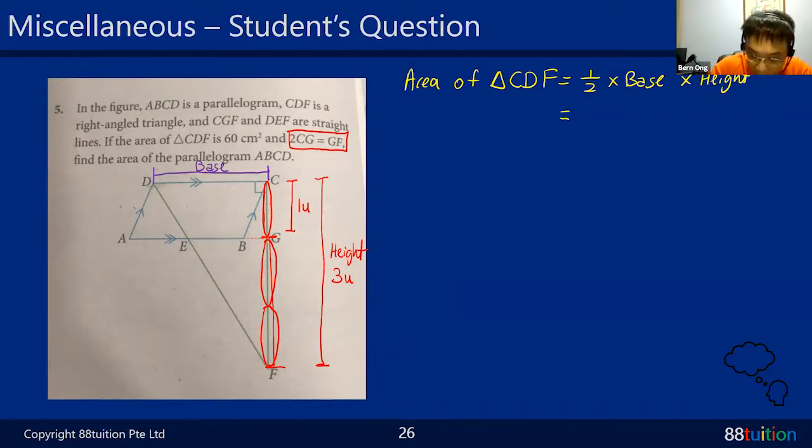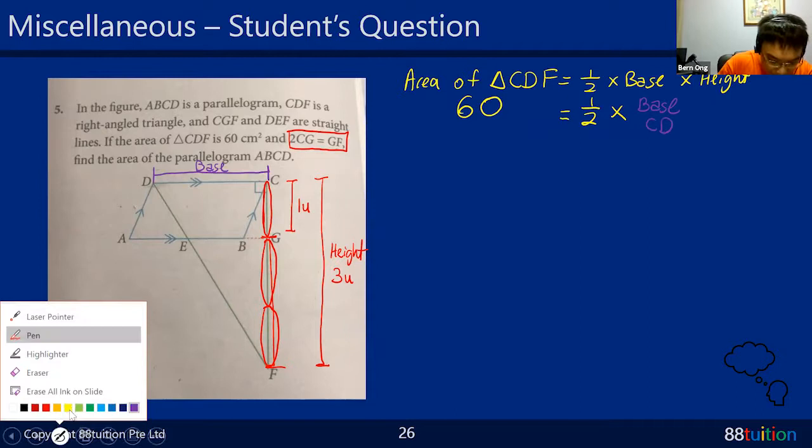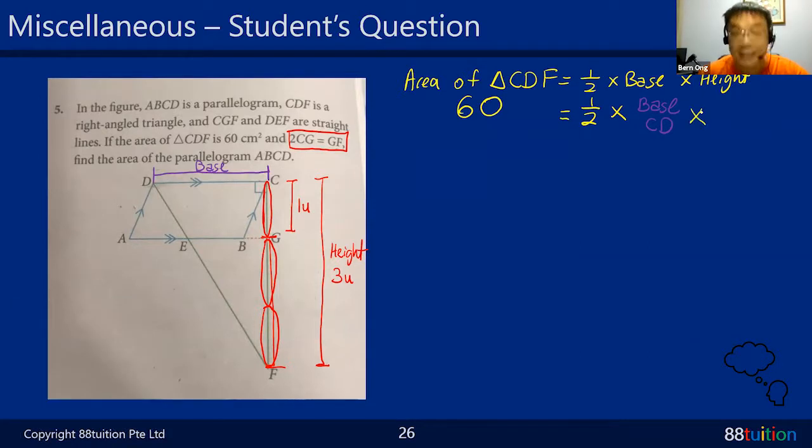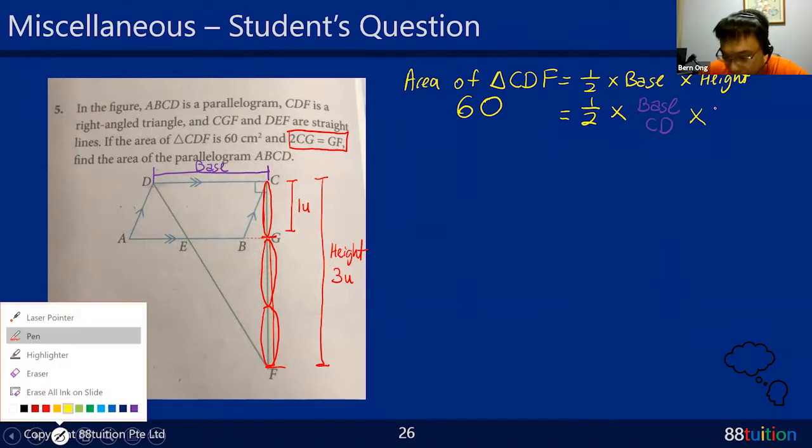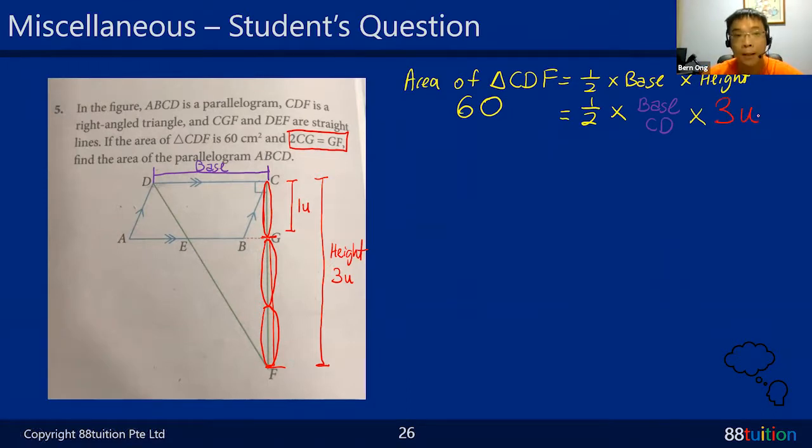CDF is 60, right? Down here I write 60. I just exchange the English words for the numbers. Half is half. What's the base? The base is the purple base, which is CD. Base CD times the height. What's the height? The height is 3 units. Let me write it as 3 units here.